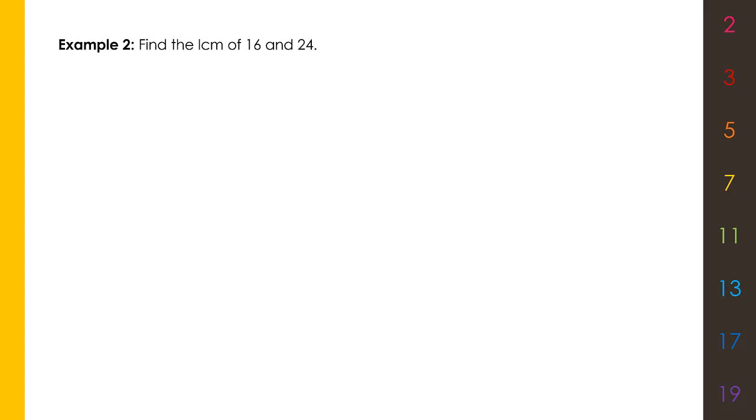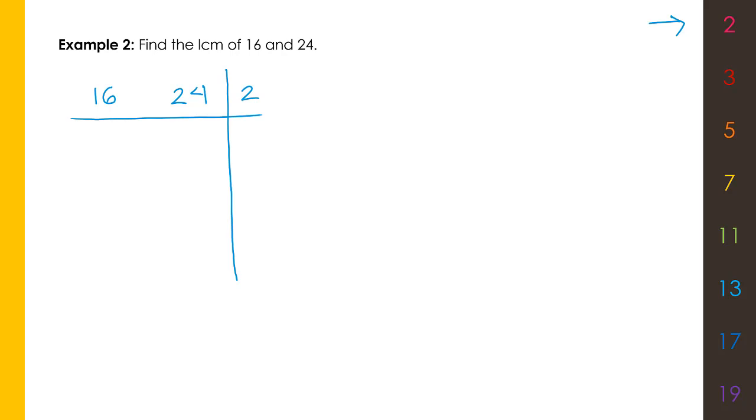In this second example, we are going to find the least common multiple between 16 and 24. So let's repeat the steps. First, we are going to write both numbers in a table, 16 and 24. Now that we have a table, we are going to start dividing by primes, starting with the smallest one, which is number 2. Let's see if both numbers are divisible over 2.